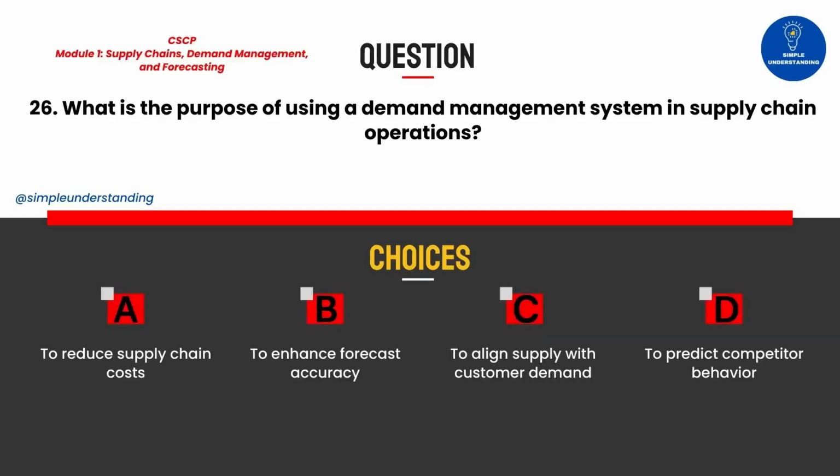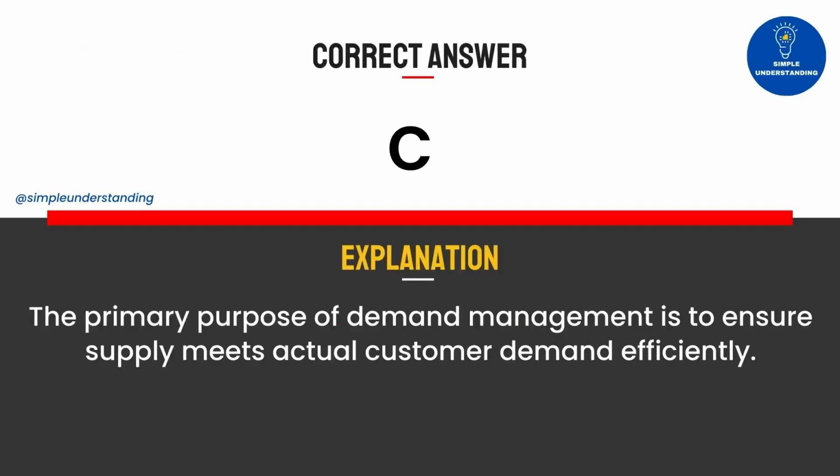26. What is the purpose of using a demand management system in supply chain operations? A. To reduce supply chain costs. B. To enhance forecast accuracy. C. To align supply with customer demand. D. To predict competitor behavior. Correct answer: C. Explanation: the primary purpose of demand management is to ensure supply meets actual customer demand efficiently.